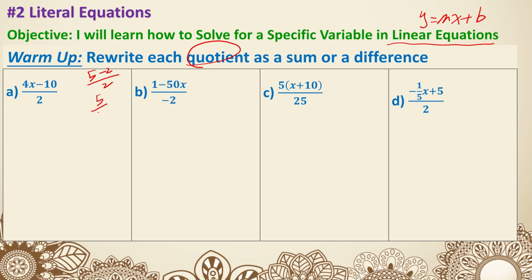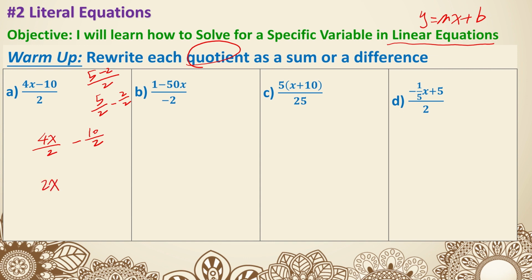So first, for example, let's say you have 5 minus 2 over 2. You can actually separate the fractions into 5 over 2 minus 2 over 2. So it's asking to do something very similar with these few questions. So let's have a look. First one, let's separate them: 4x over 2 minus 10 over 2. You see, they share the same denominator, and I'm just separating them into subtraction.